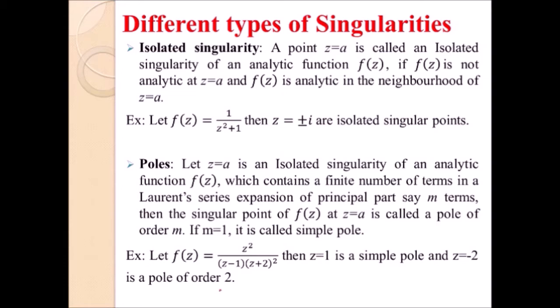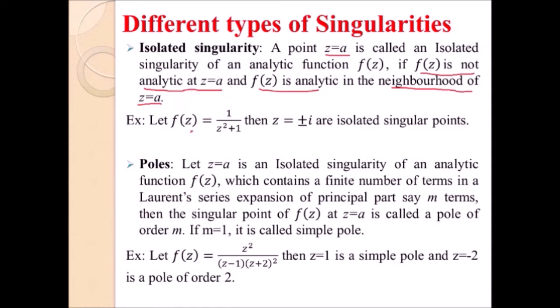Now we'll look into the different types of singularities. Isolated singularity. A point z is equal to a is called an isolated singularity of an analytic function f of z if f of z is not analytic at z is equal to a and f of z is analytic in the neighborhood of z is equal to a. Let f of z be 1 by z square plus 1, then z is equal to plus or minus i are isolated singular points.